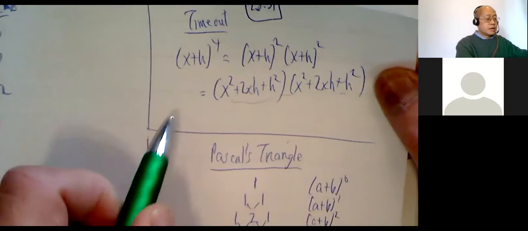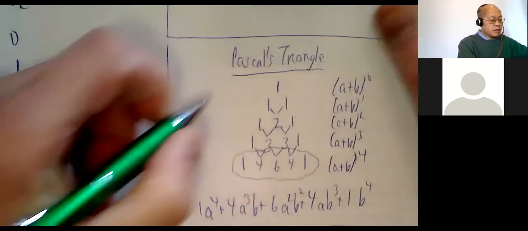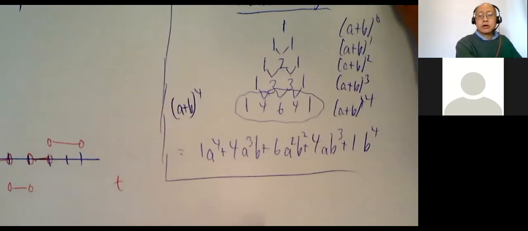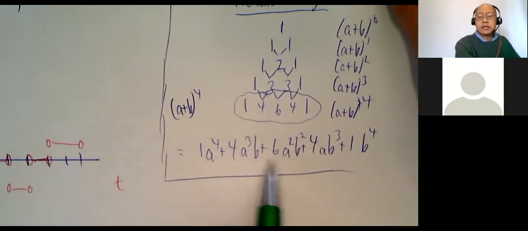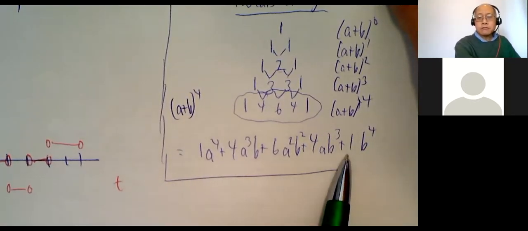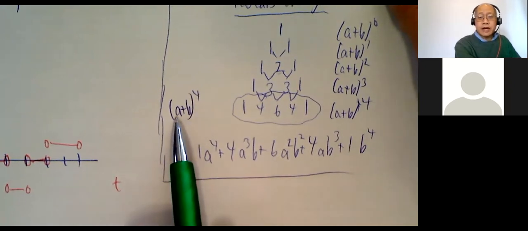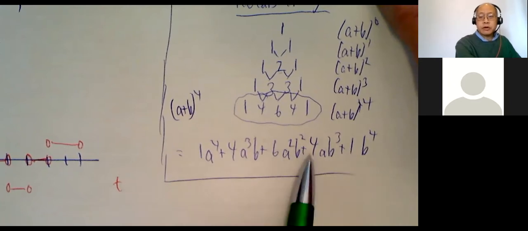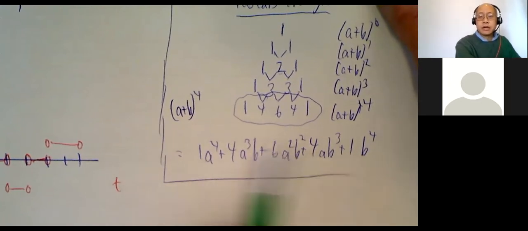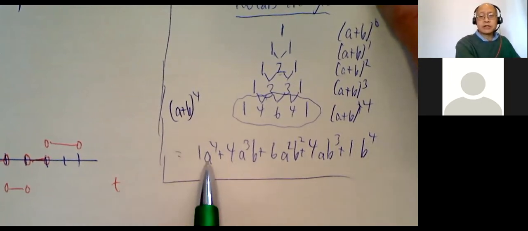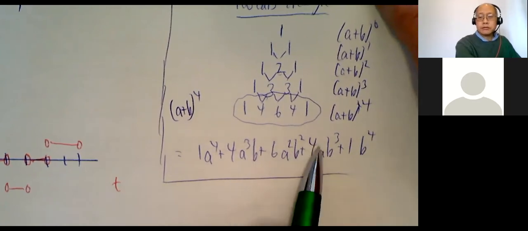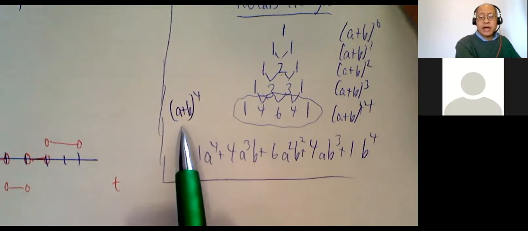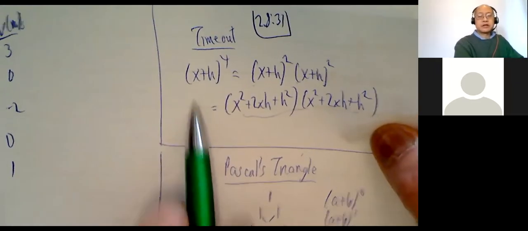Okay, so to do a plus b to the 4th power, the coefficients are 1, 4, 6, 4, 1. Then the first letter a, you start at the highest exponent and go down. You go a to the 4th, a cubed, a squared, a to the 1, and a to the 0. The second variable goes the opposite, b to the 0, 1, 2, 3, 4. Okay, so that's how you do a plus b to the 4th, or x plus h to the 4th, same thing.